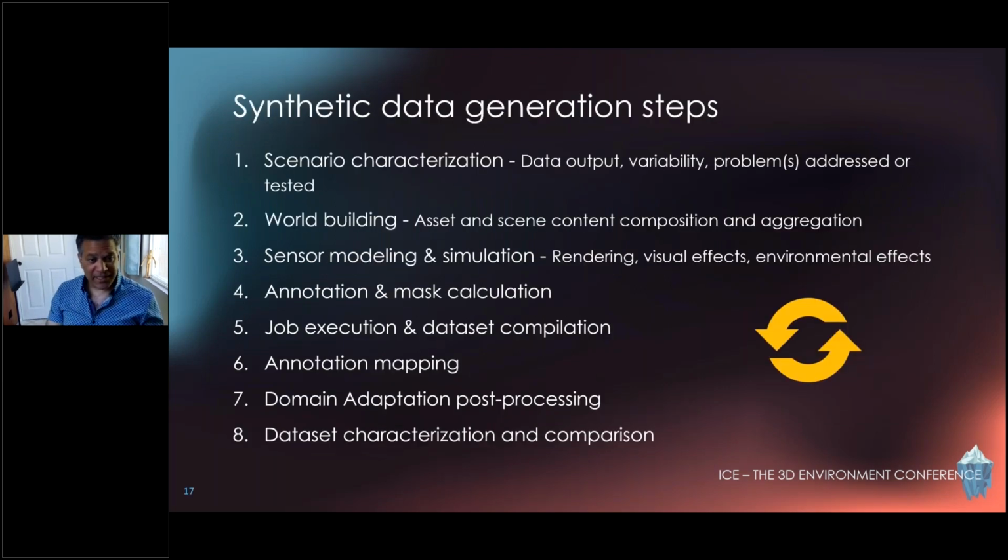The steps for generating synthetic data typically involve characterizing scenarios, building a world, modeling a sensor, designing the specific annotation needed, running jobs, and then post-processing data sets, and sometimes characterizing data sets. With Rendered.ai, we provide a platform where we're trying to make many of these steps easier for anybody to do. There are still different phases of the process that may require deeper domain specialties, such as in the synthetic data engineering piece.